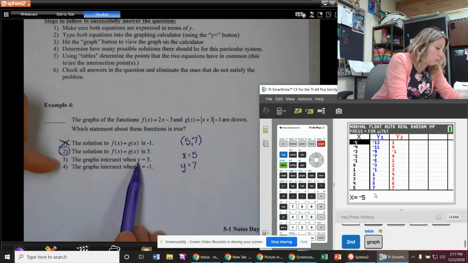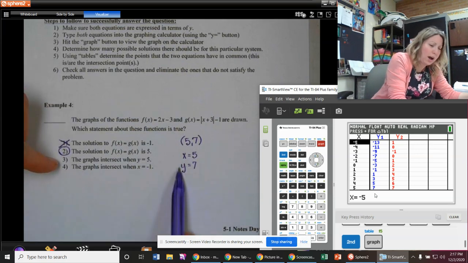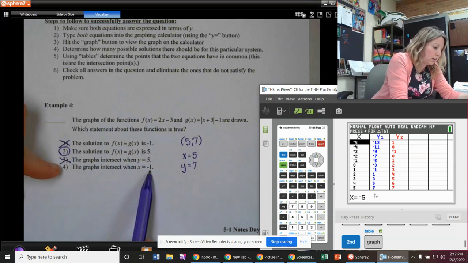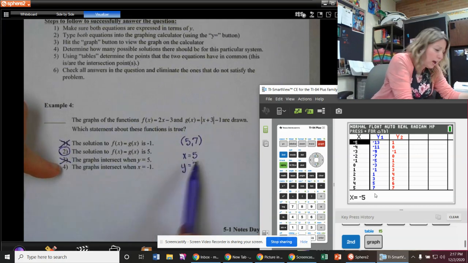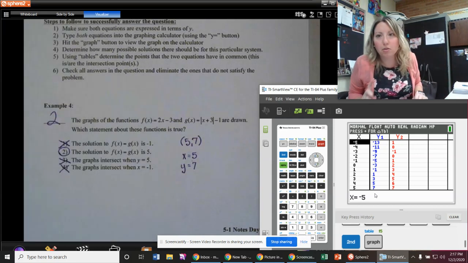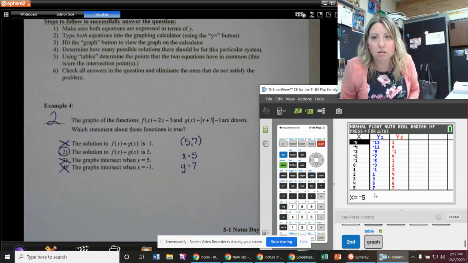The graphs intersect when y equals 5. No, y equals 7 when the graphs intersect. The graphs intersect when x equals negative 1. No, x equals 5 is when the graphs intersect. So yes, we had it, but we had to double check by reading the rest of the choices.